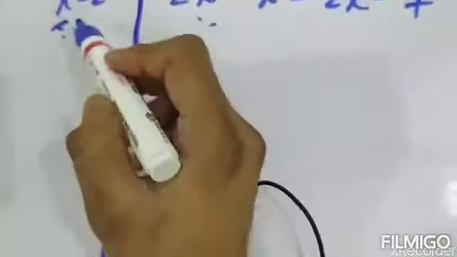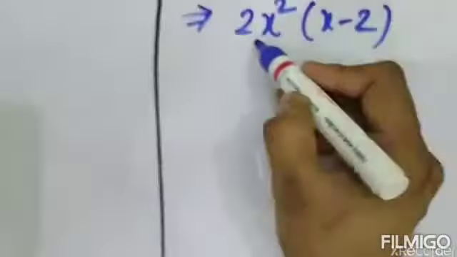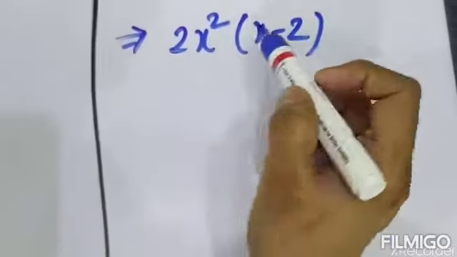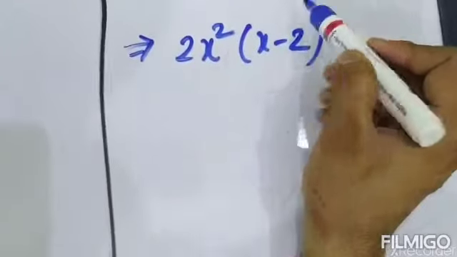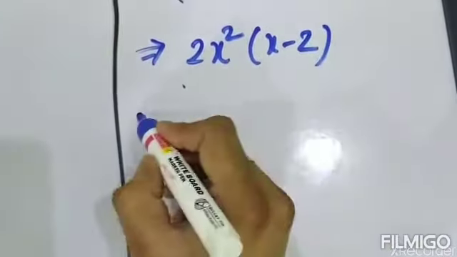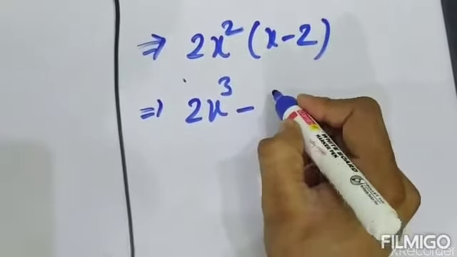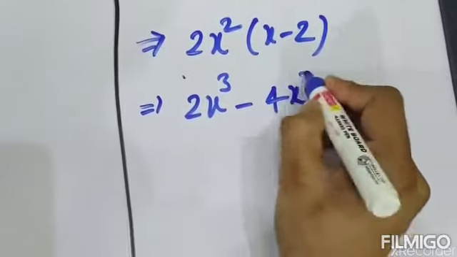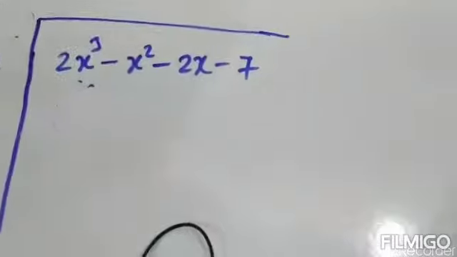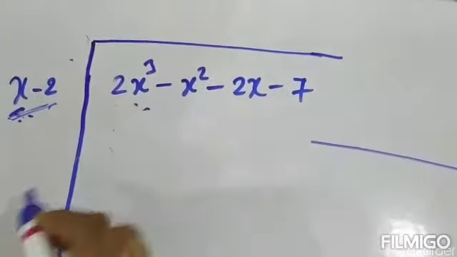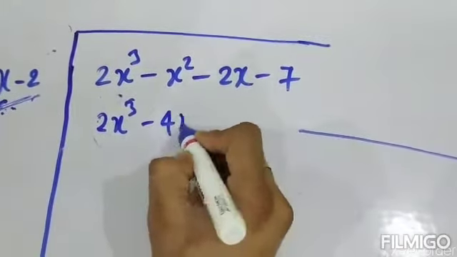It means x minus 2 multiplied by 2x square. So 2x square multiplied by x equals 2x cube. Now 2x square into x minus 2 is 2x cube, right, minus 4x square. So this one I am going to write here. 2x cube minus 4x square. It's clear?